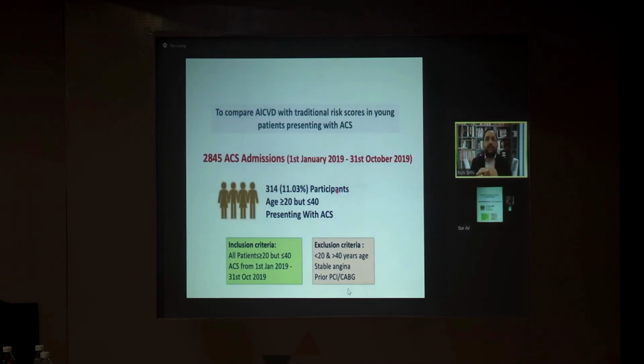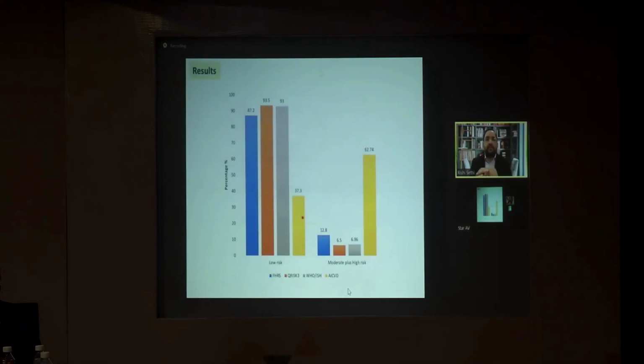A couple of studies that we did in young patients, 40 years or younger, there we calculated the CVD risk scores. And what we found was that these young patients were classified as moderate or high risk by the AI-CVD risk scoring system.